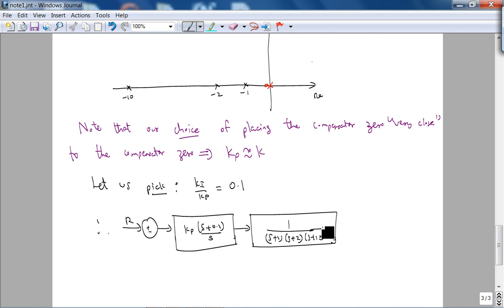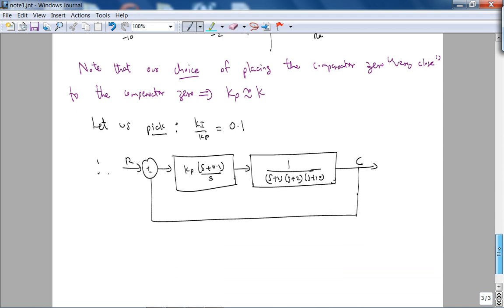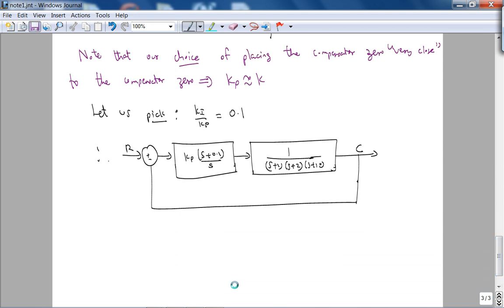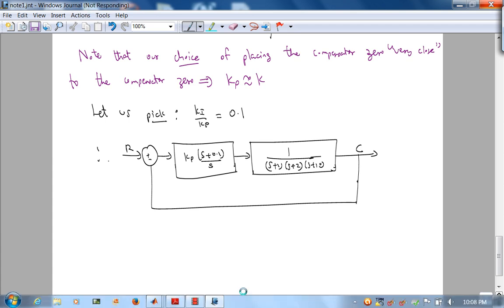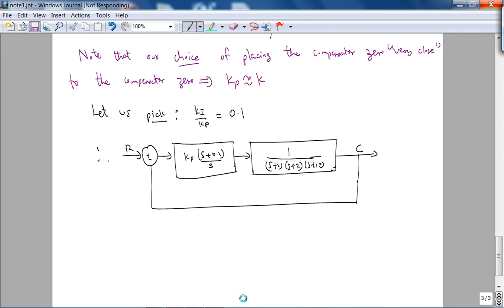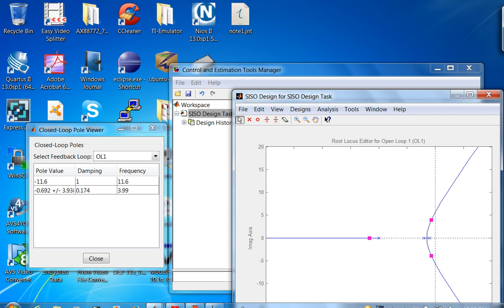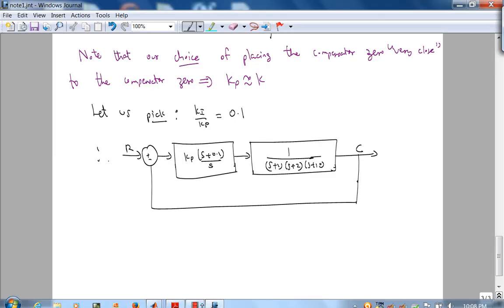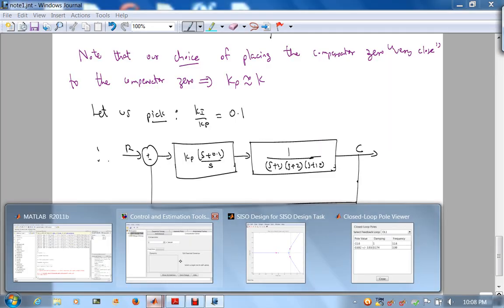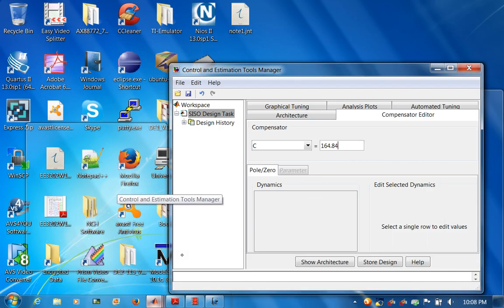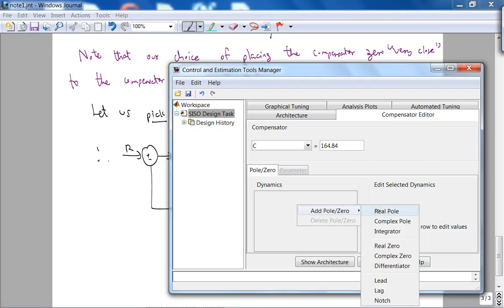Let's put this like that, and then check. I'm going to do this in MATLAB. So let's go to MATLAB and add the compensator zero very close to the compensator pole. This is not responding. Hopefully it's saved. Yes, it's saved. Okay. So let's go into MATLAB now and see what happens. I'm going to do two things. I'm going to add a real pole.